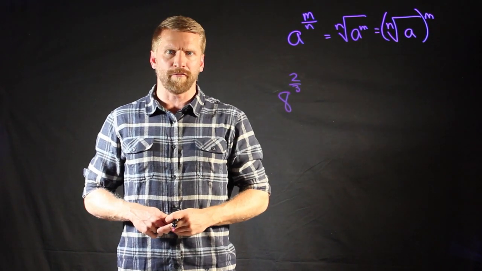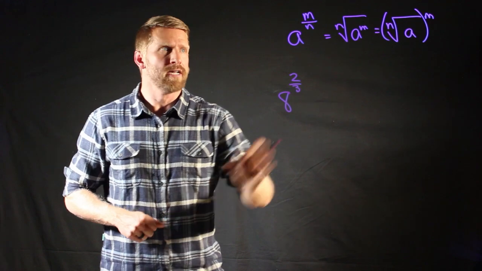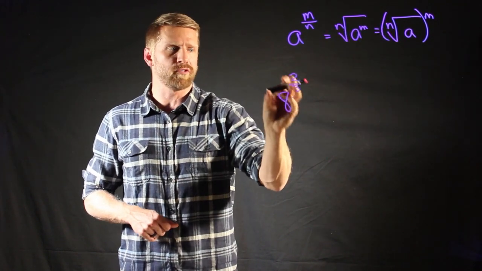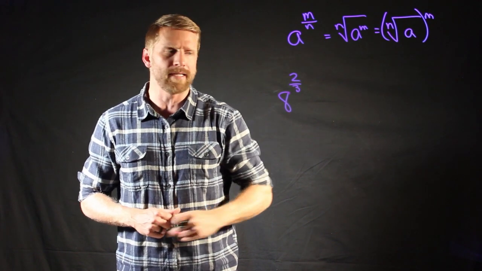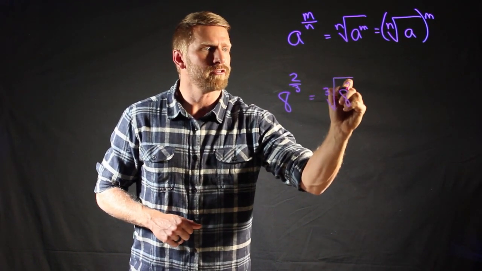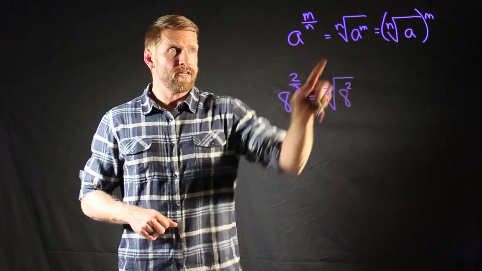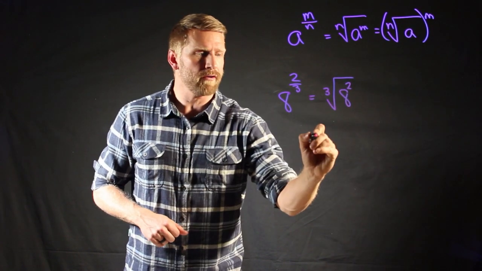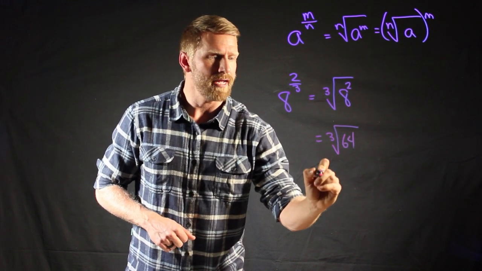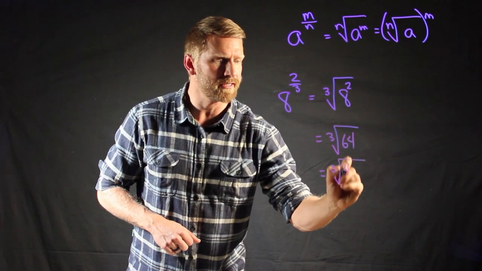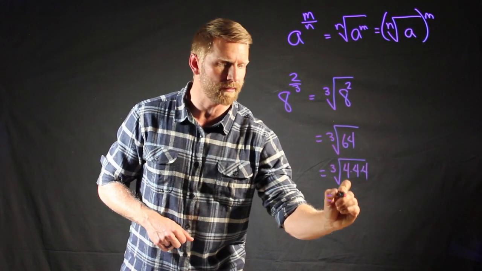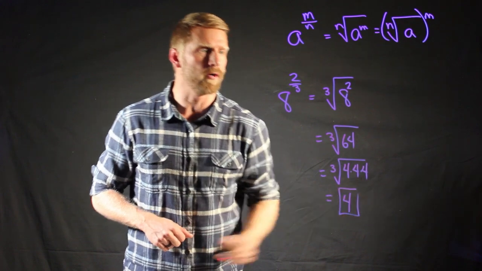So the example I have written here is 8 to the 2/3. Now we can write it in either of these ways, and which way depends on what we have to work with, but I'm going to show you both ways. So we have the cube root of 8 squared. If you wrote it this way, we can square the 8 first to get 64, and the cube root of 64, since 64 breaks down into 4 times 4 times 4, it's just 4.